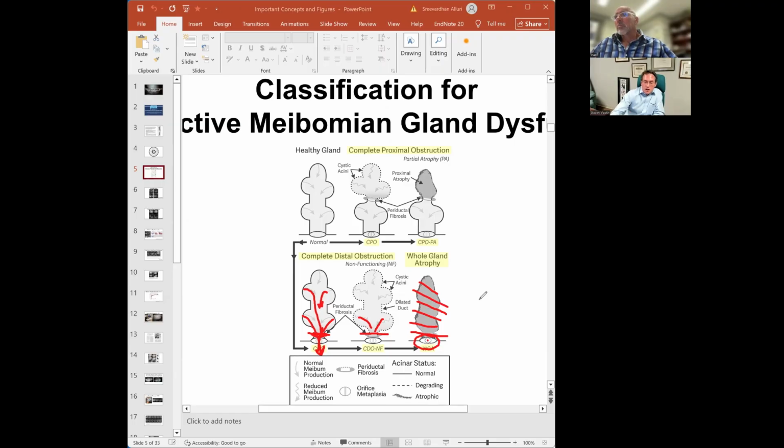But if there is an orifice there, there's a duct. And if there's a duct there, that means there may be residual, and often is, residual acinar epithelium, which can be stimulated by the probing action and to develop some functionality. So in other words, you can get these glands to synthesize and secrete oil, even though you can't see sufficient numbers of acinar epithelium on Meibography. Important point.